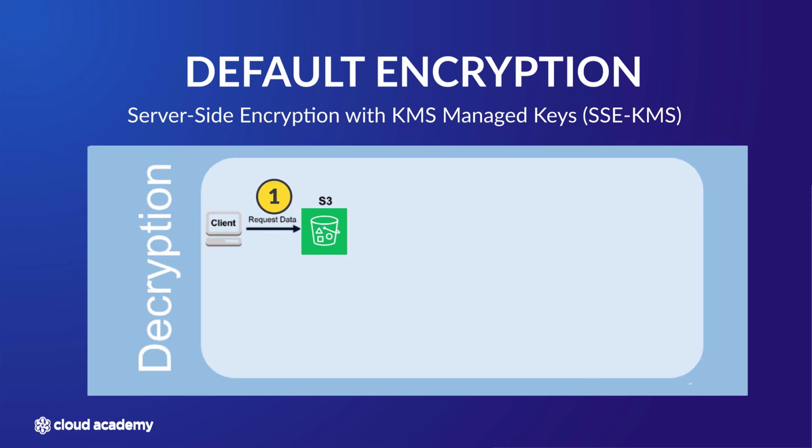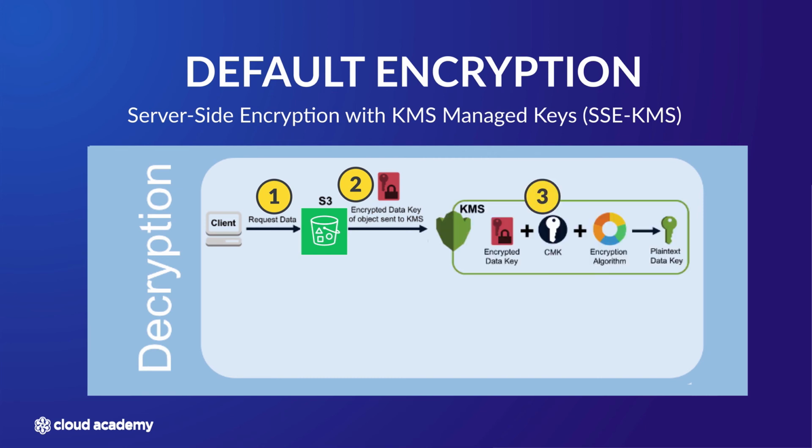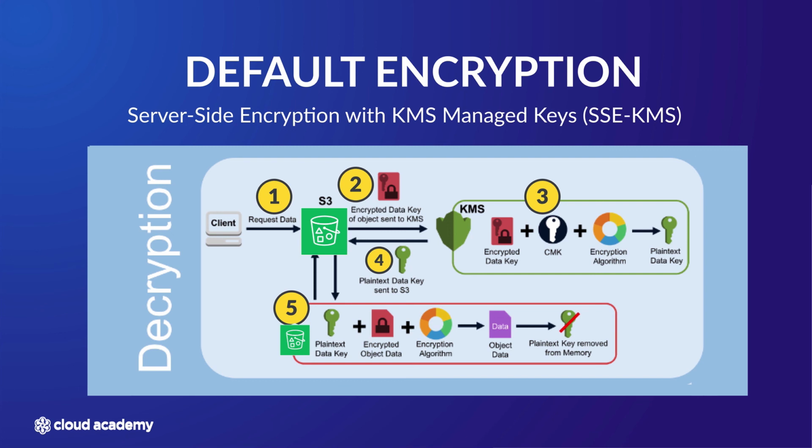For the decryption process, a request is made by the client to S3 to retrieve the object data. Then S3 sends the associated encrypted data key of the object data to KMS. KMS then uses the correct CMK with the encrypted data key to decrypt it and create a plaintext data key. This plaintext data key is then sent back to S3, and the plaintext data key is then combined with the encrypted object data to decrypt it. This decrypted object data is then sent back to the client.